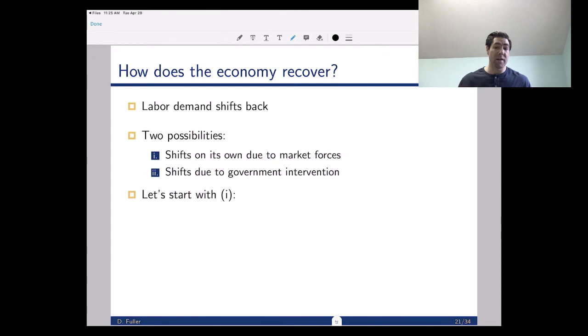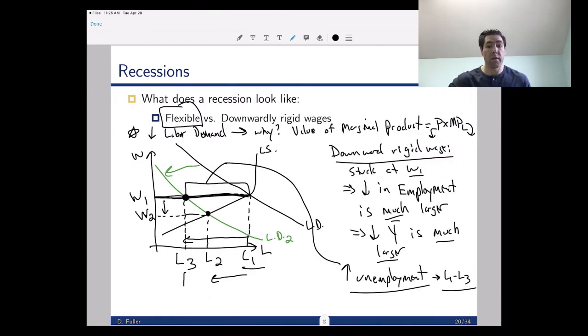How does the economy recover? We'll walk through some different possibilities.